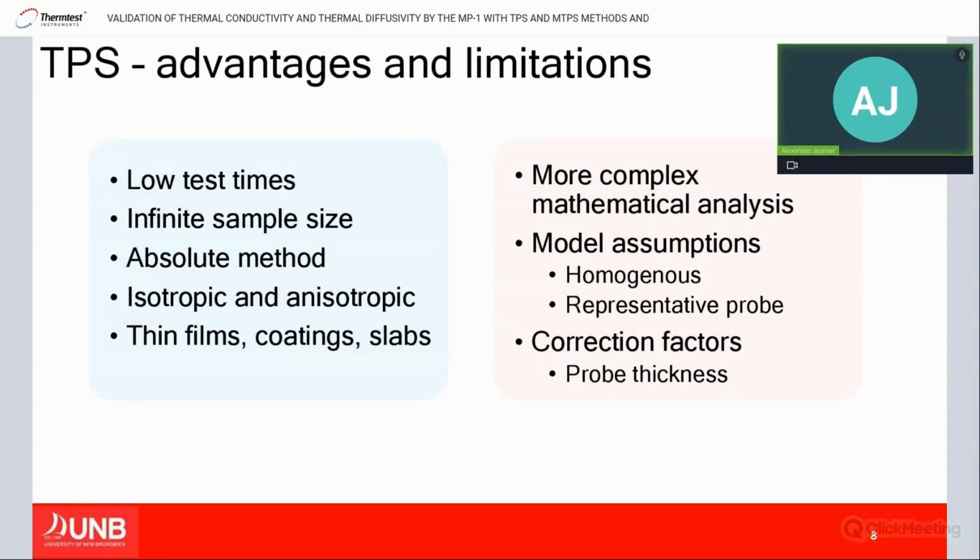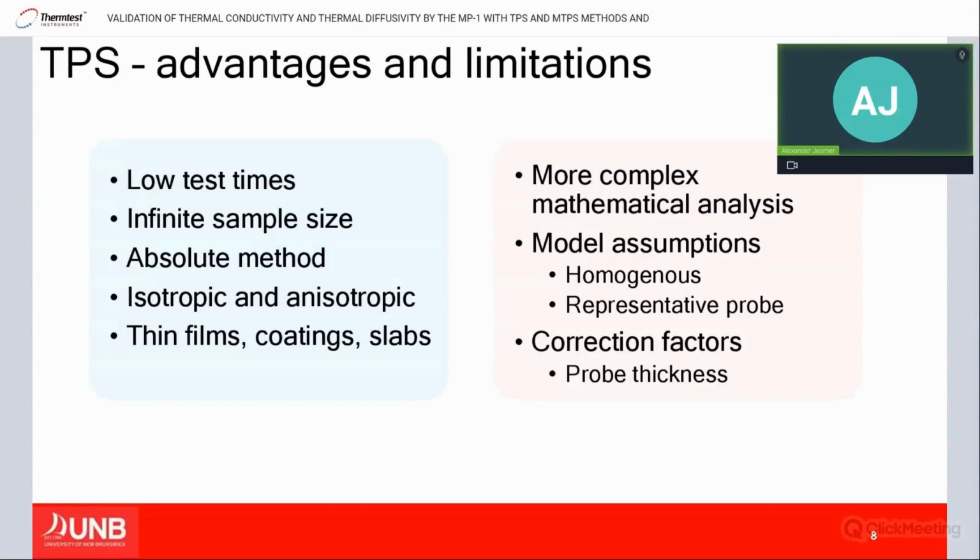So, as I mentioned, the TPS has several advantages over steady state methods, namely the low test times and infinite sample size are nice because you don't have to put them in an oven if you don't want temperature control. It's also an absolute method, and you can also do isotropic and anisotropic measurements, which we do near the end of this seminar.